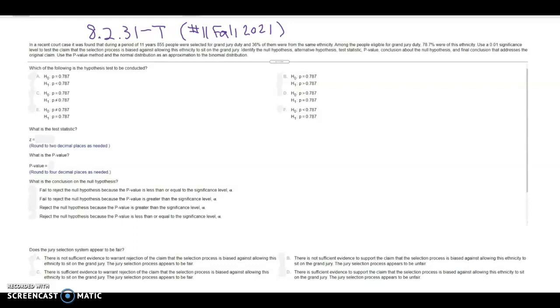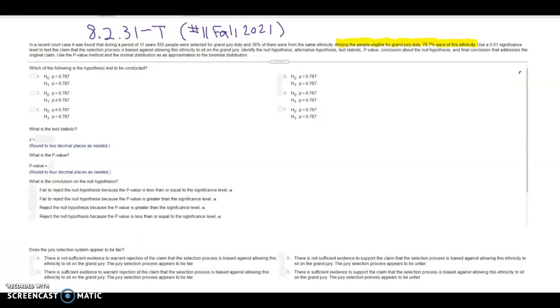Among people eligible for grand jury duty, 78.7% were of this ethnicity. Use a 0.01 significance level to test the claim that the selection process is biased against allowing this ethnicity to sit on the grand jury. Identify the null hypothesis, alternative hypothesis, test statistic, p-value, conclusion on the null hypothesis, and the final conclusion that should address the original claim. Use the p-value method and the normal distribution as an approximation to the binomial distribution.